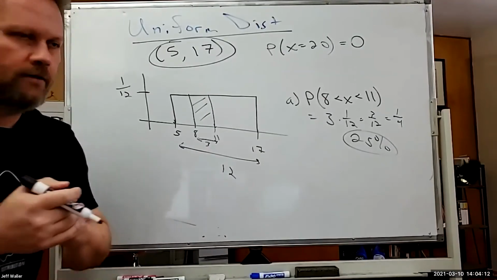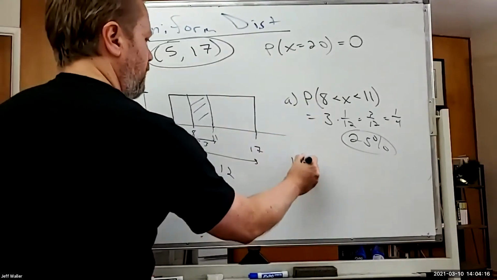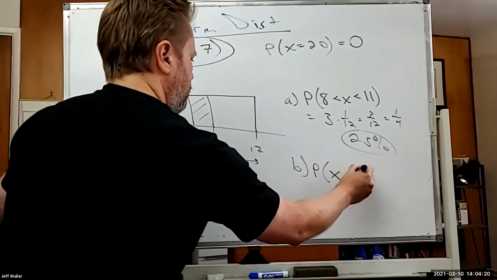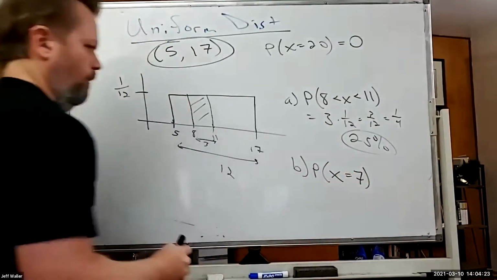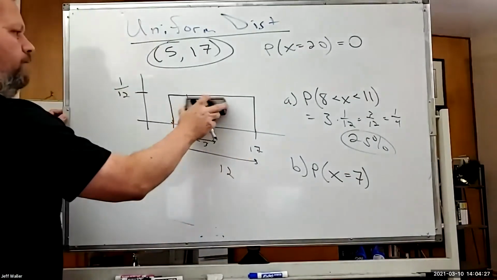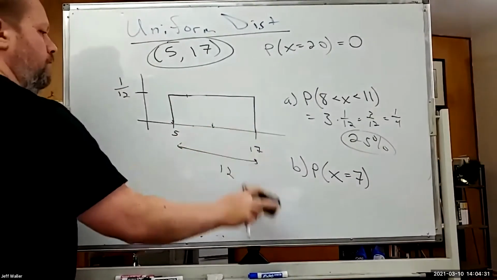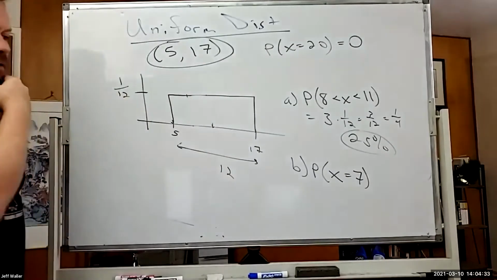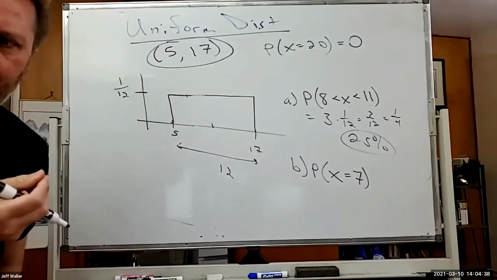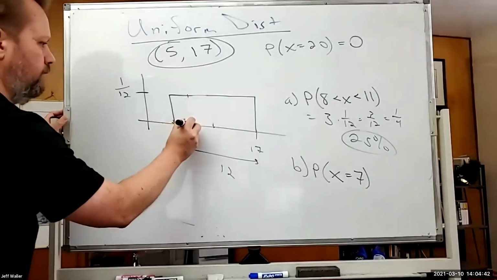All right, so let me ask you this. It's sort of related to this, but it's a little bit more difficult to understand. What's the probability that X equals 7? Let me take this off of here. Does anyone notice a problem with this? Let me put 7. Here's 7.